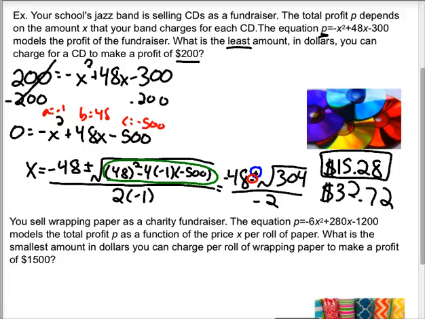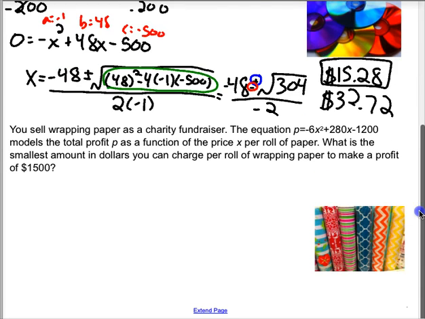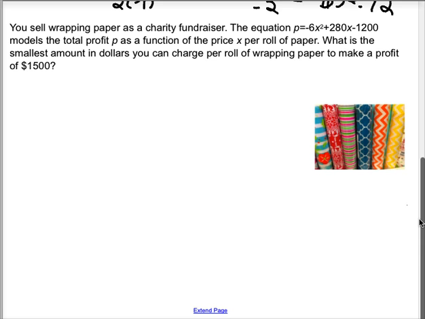So you can tell kind of the process is plugging in whatever value they give, getting it set equal to 0, and then solving using the quadratic formula. That's kind of the process we're going to follow for each of these problems. So let's take a look at this one.